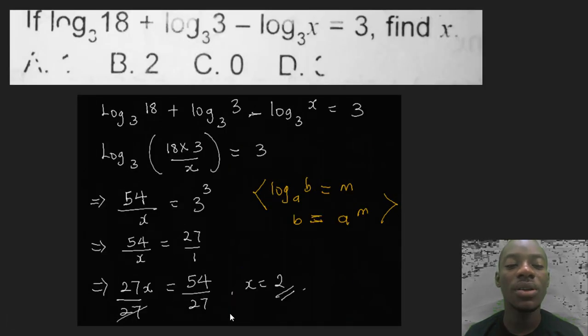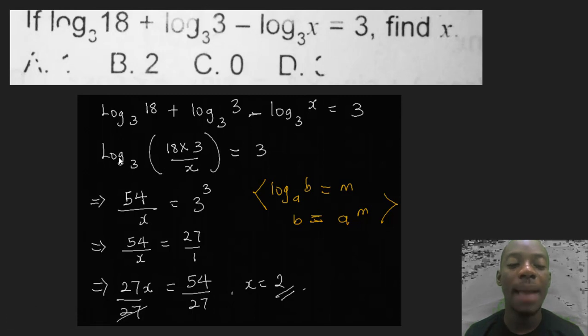Then we have log 3 18 plus log 3 3 minus log 3 x equals 3. Now the same law applies. Plus will become times and minus will become division. So I have log 3 bracket 18 times 3 over x equals 3. Then that will give me what? That will give me 54. 18 times 3 is 54 over x equals 3 raised to the power 3.